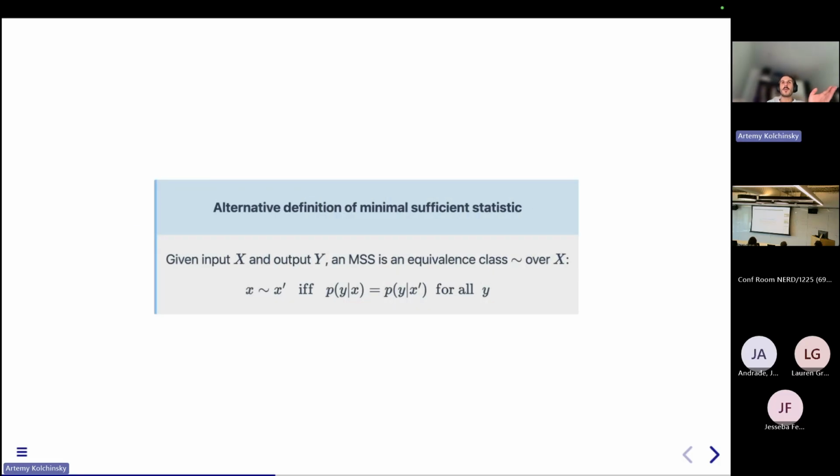So, how do we proceed? I'm going to start with a slightly different definition of minimal sufficient statistic. It's completely equivalent to the previous one, but it emphasizes a somewhat different aspect. Instead of saying a minimal sufficient statistic is a function over the inputs, we're going to say it's an equivalence class. And we're going to say that two inputs, x and x prime, are equivalent if they give exactly the same predictions over y when conditioned on them.